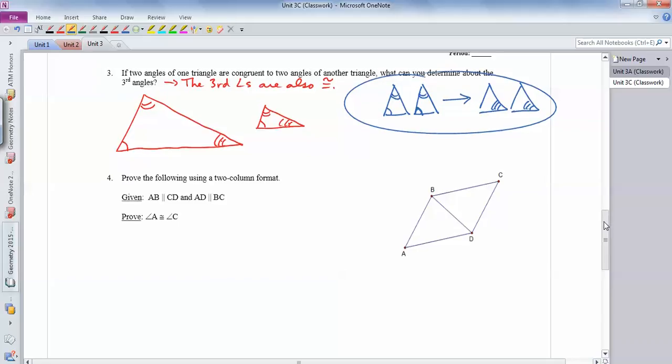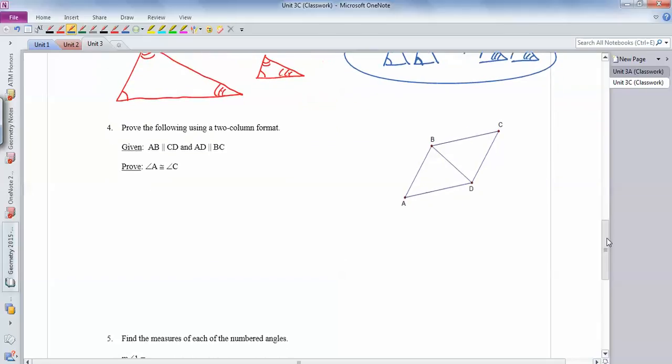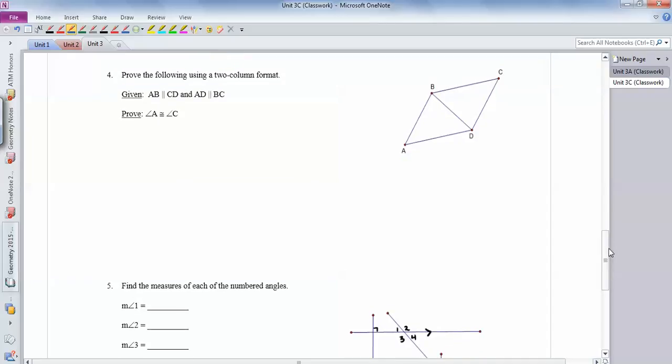So let's look at 4. So number 4, it says prove the following using a 2-column format. AB is parallel to CD, AD is parallel to BC, and then we want to prove that angle A down here and angle C are congruent to each other.